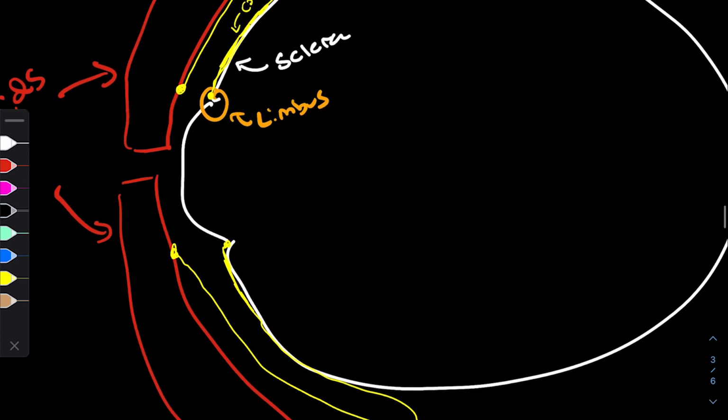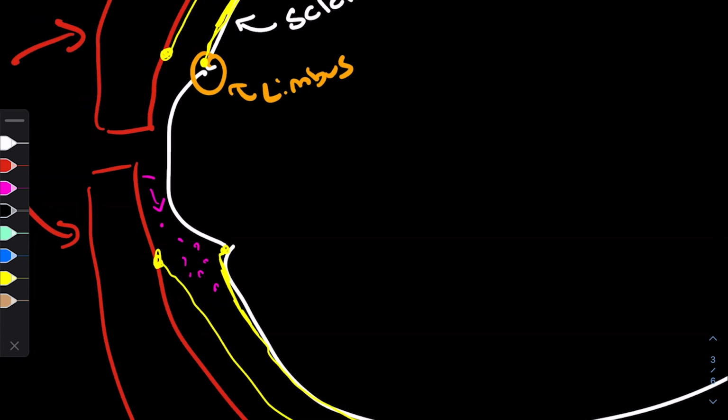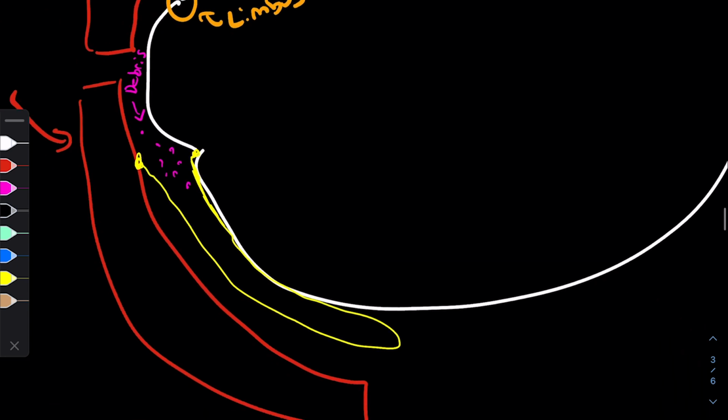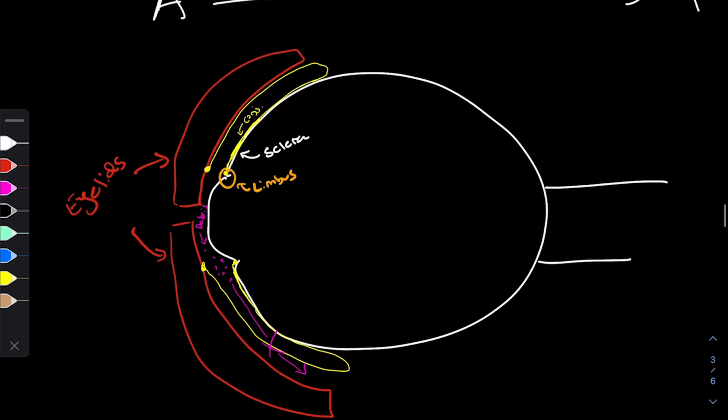And so it's continuous with the eyelid. And the reason that's important is because if you wear contacts or if you get debris in your eye or something, the reason that doesn't go in the back of your brain, into the back of your head towards your brain, is because the conjunctiva is there to block it.